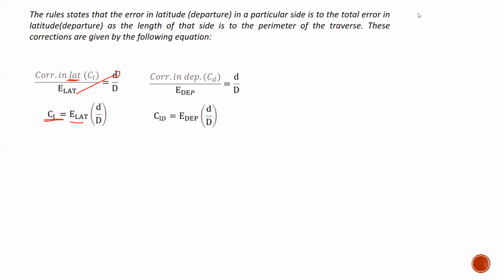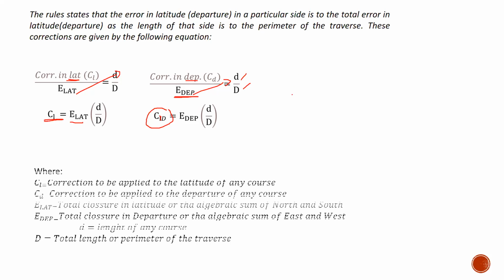Okay? Next naman, pag correction in departure naman, that is your C sub D all over the total error in departure is equal to D all over D. To get the correction in departure, we just simply cross-multiply this one, E departure times D all over D. That will be your correction na i-apply doon sa particular na kinukonsider mong departure. That is your C sub D.